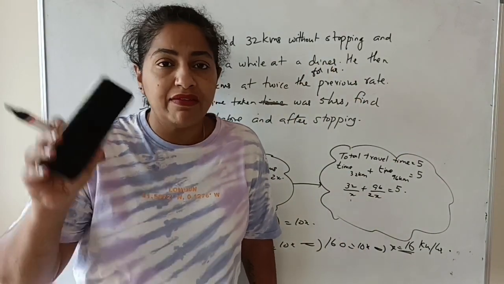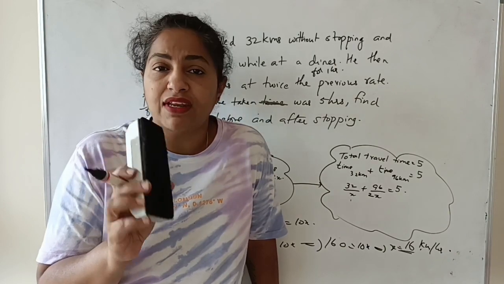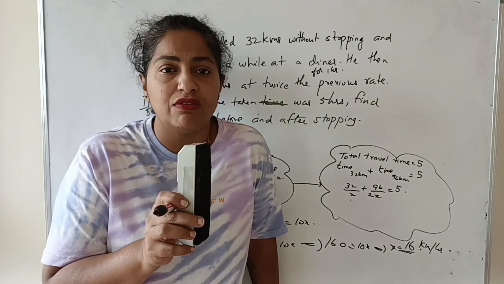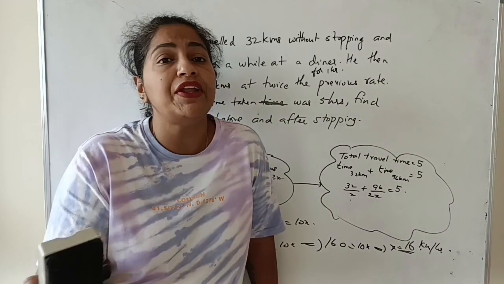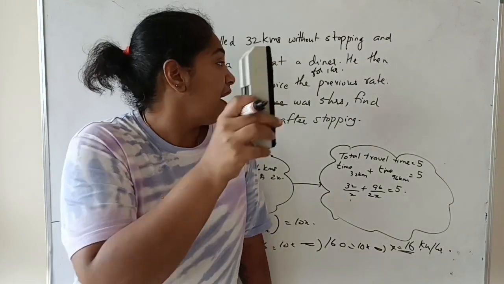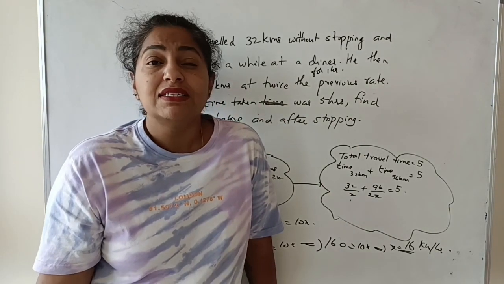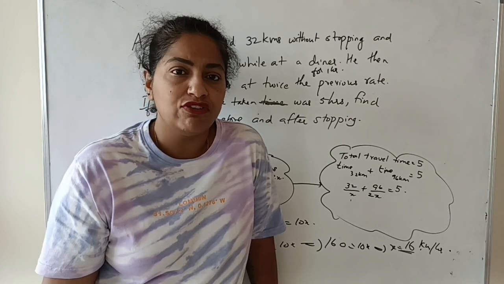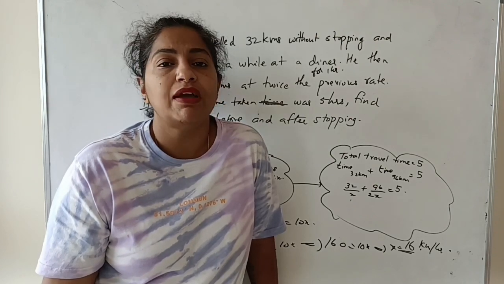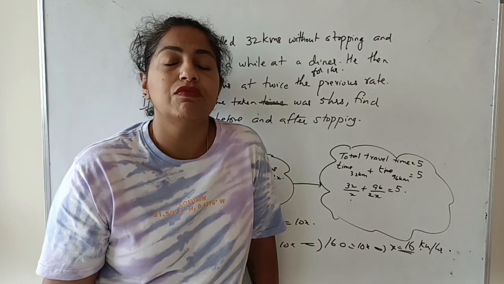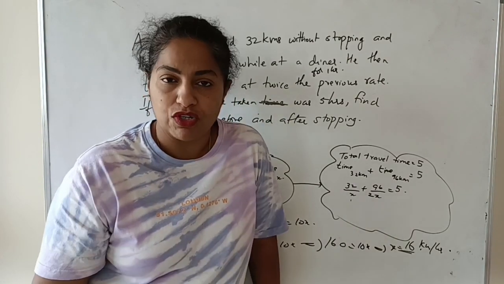In the previous case, they had given you only the actual travel time. In this case, I am changing the question. I am telling you that the total time taken is 5 hours and he spent 1 hour at the diner. Subtract 1 hour at the diner, so the actual travel time becomes 5 minus 1, which is equal to 4 hours. And then fill the equation.